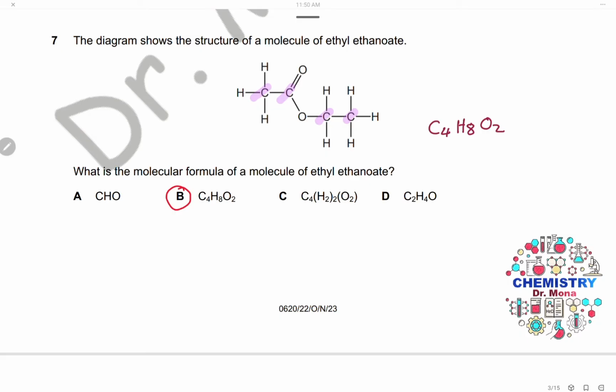Question 7. The diagram shows the structure of a molecule of ethyl ethanoate. What is the molecular formula of one molecule of ethyl ethanoate? To write the molecular formula, we will count the number of each type of atom. Here we have 4 carbons, so it will be C4, and only 2 oxygen, O2. How many hydrogen? 8 hydrogen. So the molecular formula will be C4H8O2, and the answer is B.